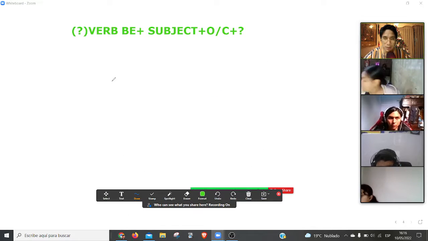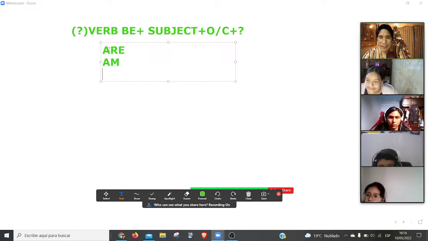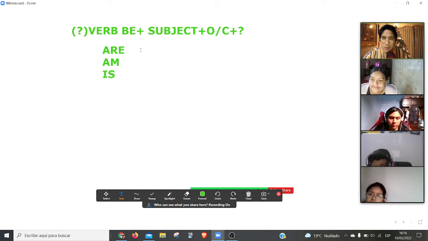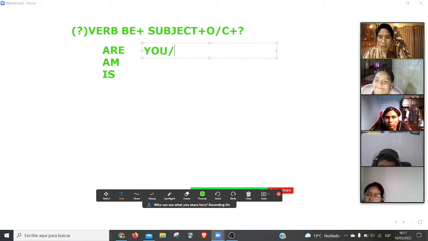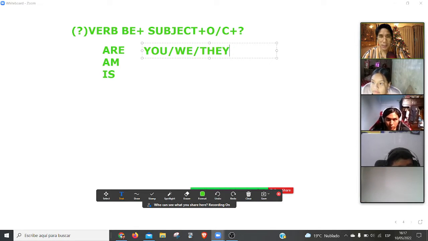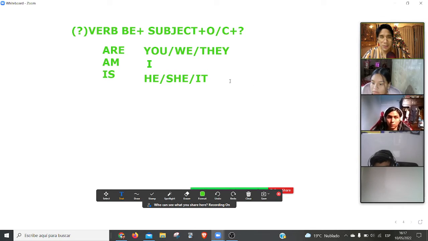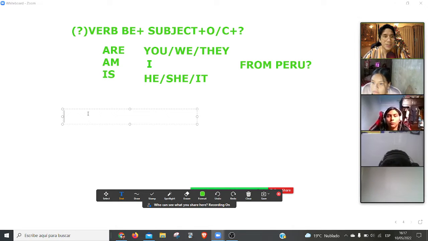Okay? So we have just three verbs here. Are, am, is. So then we have you, we, they. That's it. I, he, she, it. You say the object complement from Peru. Super simple. How to answer these questions?